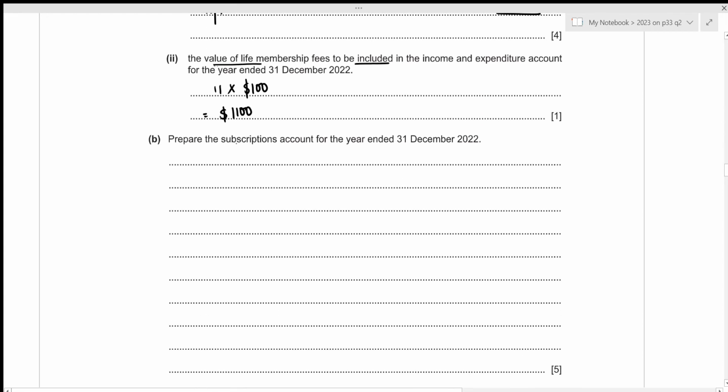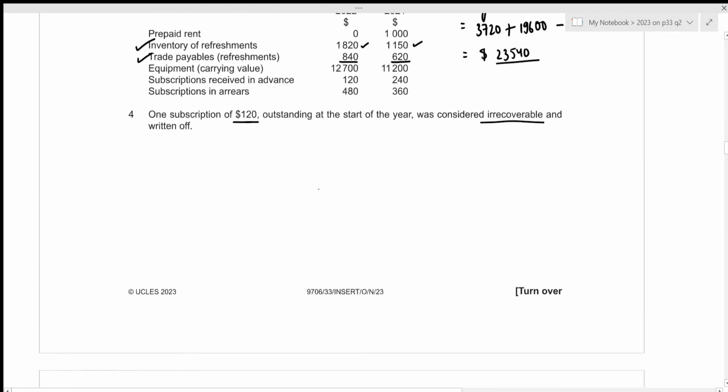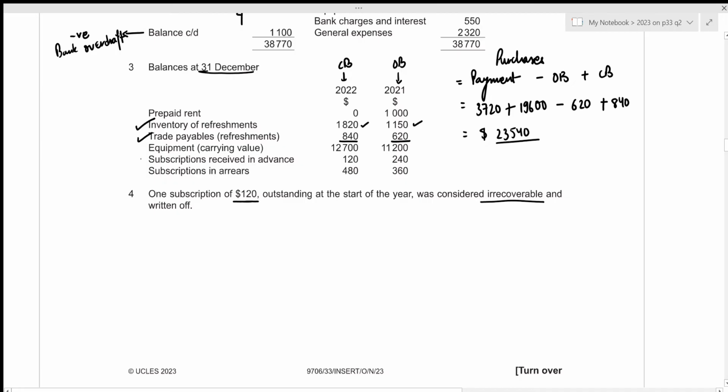Now for the second part, we need to prepare the subscriptions account for the year ended 31st December 2022. Okay, this is the subscriptions account. Now the format for the subscriptions account is quite simple. We first need to start by recording the opening balances for subscriptions in arrears and subscriptions in advance. It was given right here.